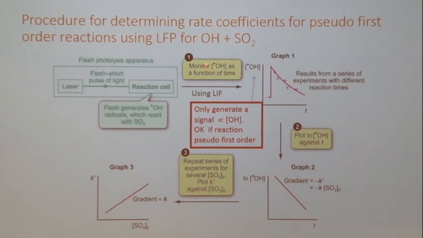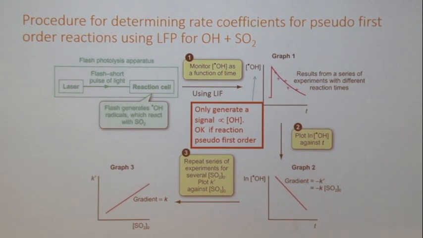So this is, for example, the reaction of OH with SO2. It's an important reaction in the atmosphere. This is the way that they did it. They made the lasers. They monitored the OH by LIF. All we need to know is the signal's proportional to how much OH we have.